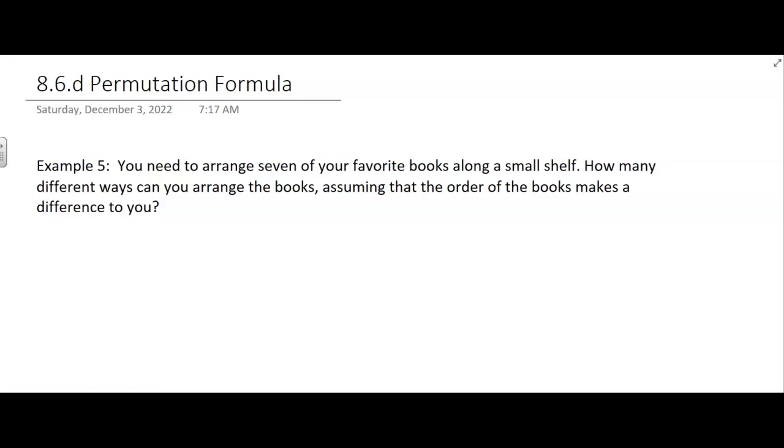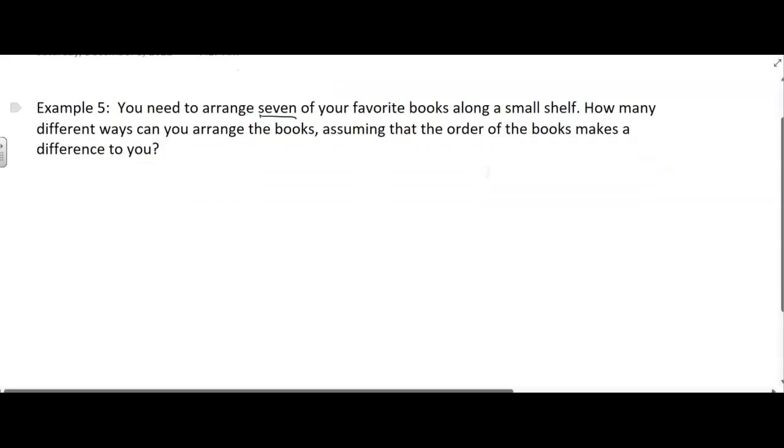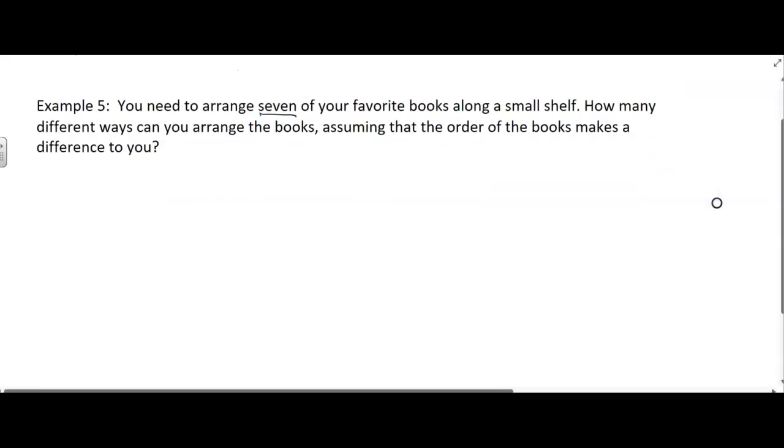Okay, so this problem says you need to arrange 7 of your favorite books along a small shelf. How many different ways can you arrange the books, assuming that the order of the books makes a difference to you? Okay, so you could think about the fundamental counting principle. You've got 7 books you're going to put on the shelf. 1, 2, 3, 4, 5, 6, 7.